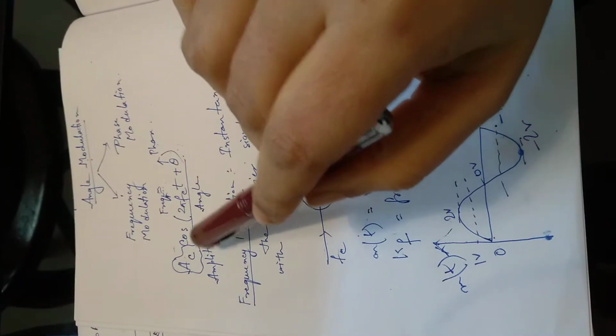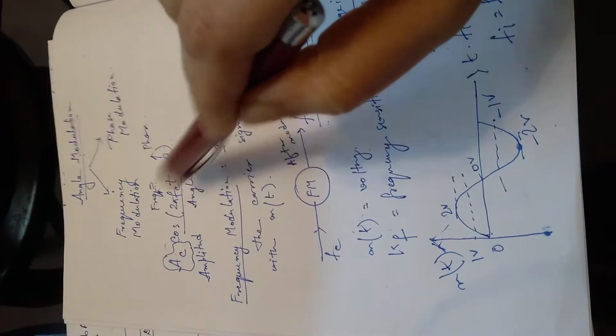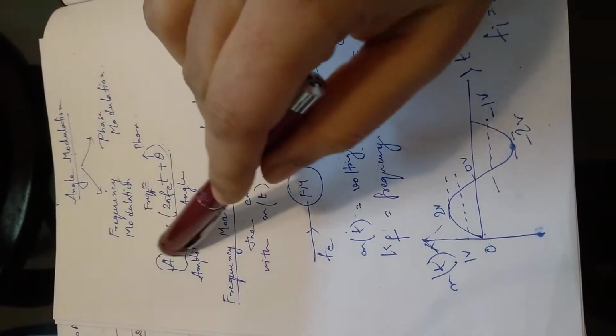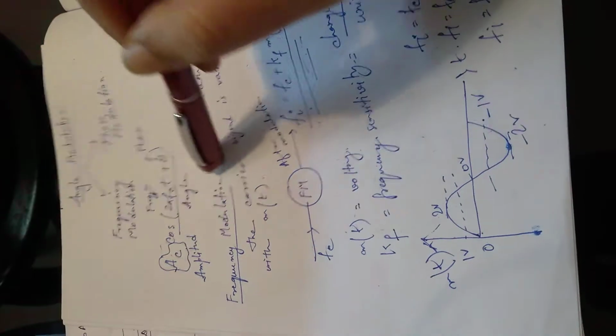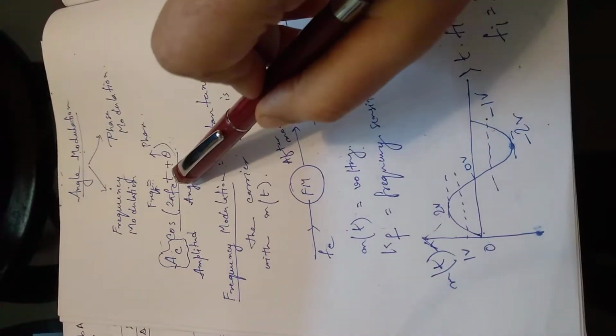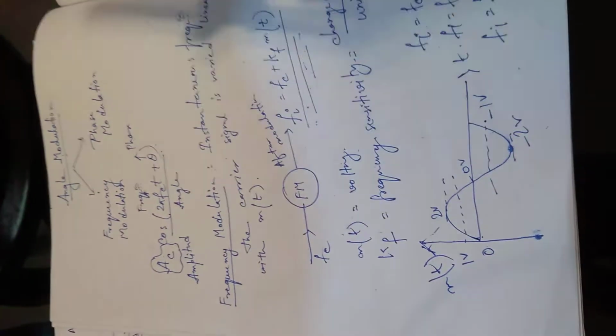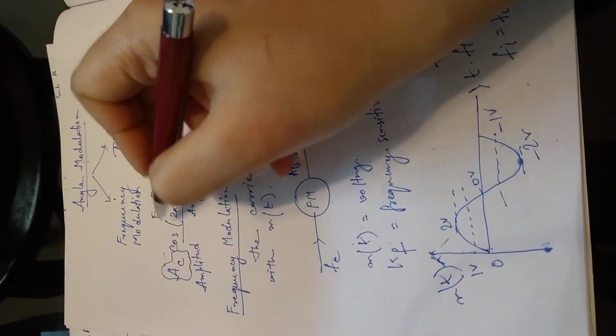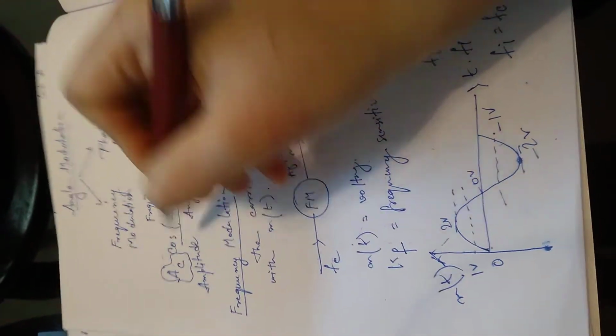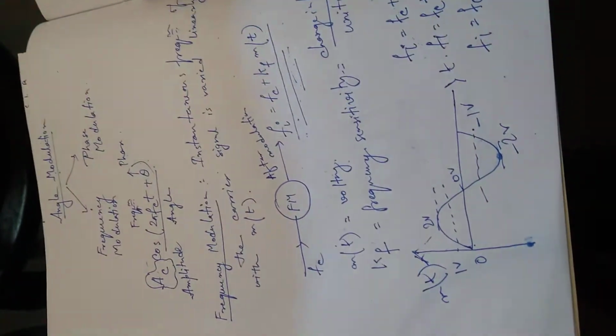This is Ac cos(2 pi fc t plus theta), where this 2 pi fc t plus theta whole is showing as an angle, and this is the amplitude, where this fc part is giving us the frequency and this theta will give me the phase.